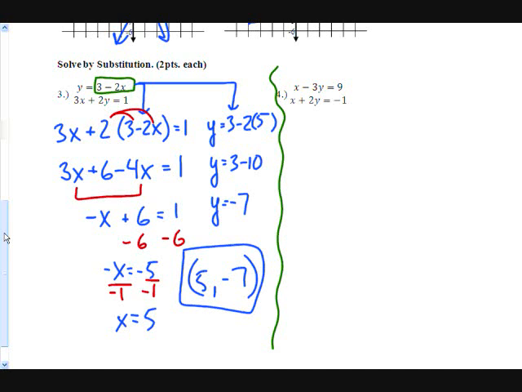For the next one, neither of these is already solved for a variable, so I have to solve for a variable. I'm going to take the first equation and solve it for x.